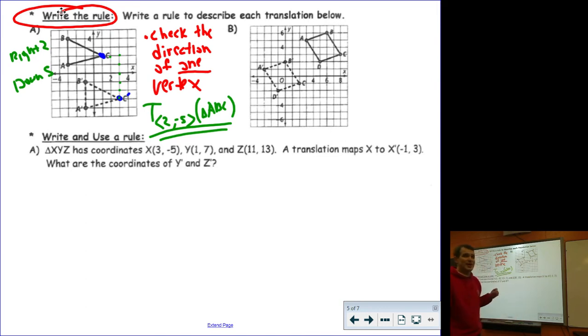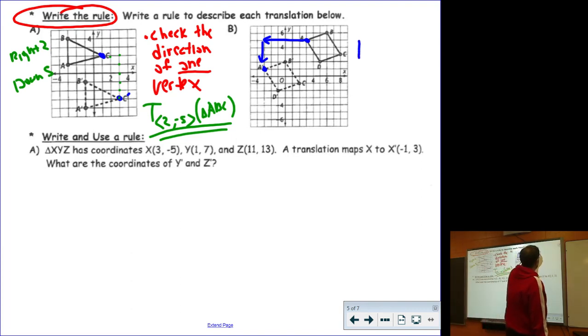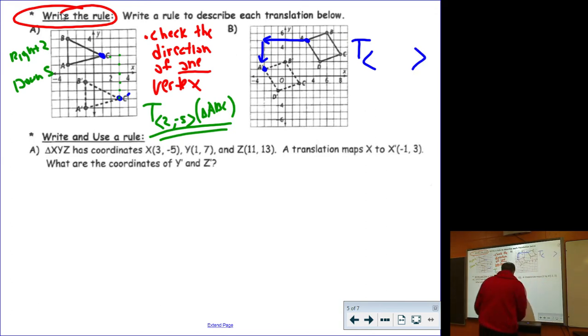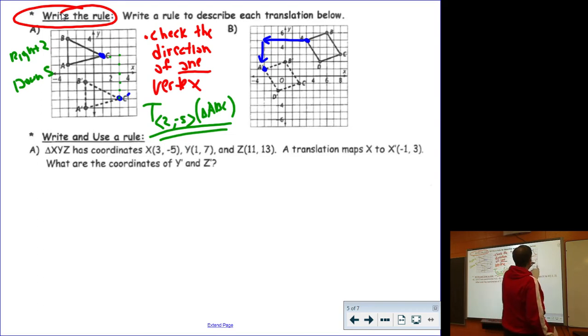How about you try example B? Example B would be, let's see, let's take point A, and it needs to get here, so I need to go this way and this way, all right? My rule is going to be, I didn't leave myself much space there. Let's try that again. Let's put it here, translation.